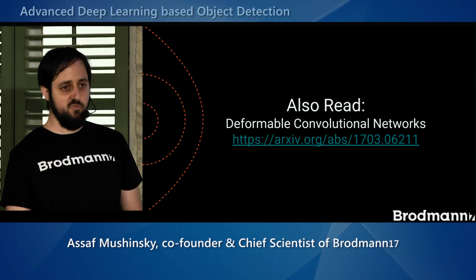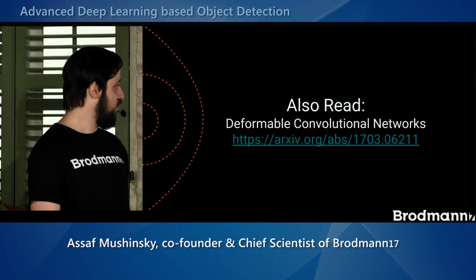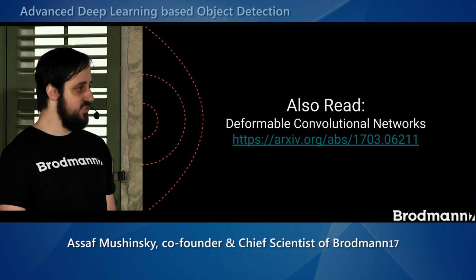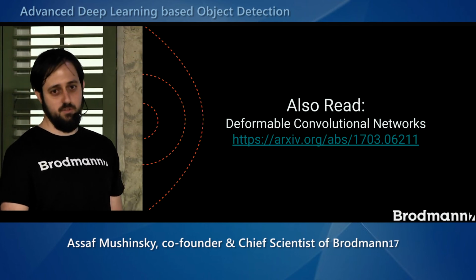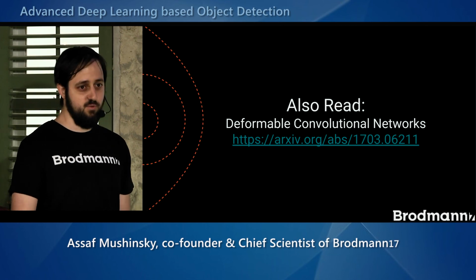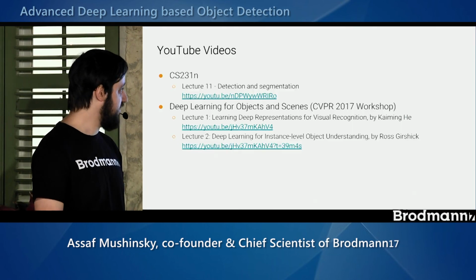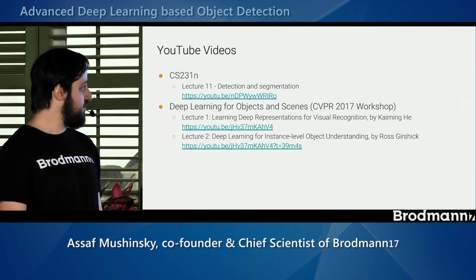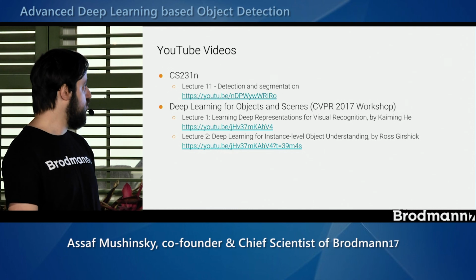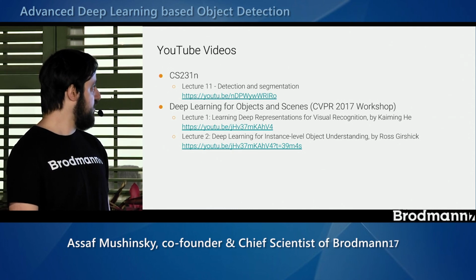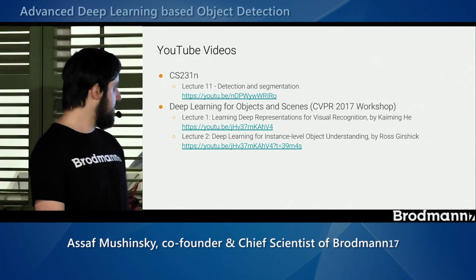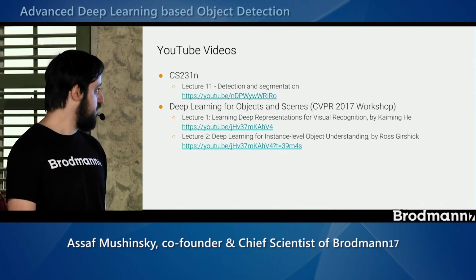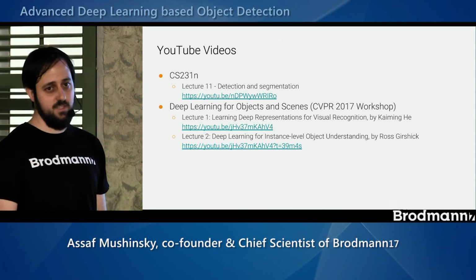Another recent improvement that I recommend you read is the Deformable Convolution Network. If you were at our previous meetup, then Yossi talked about it and you already know it, so you don't need to read it. But for those of you who weren't here, I suggest you read it. Some more videos that I recommend if you want to get deeper into object detection: first, the great lecture from CS231n, and the CVPR 2017 workshop by Kaiming He and Ross Girshick.